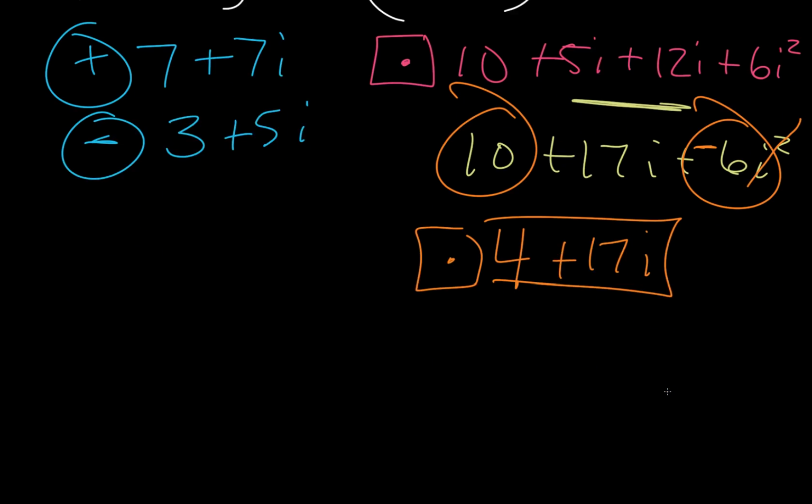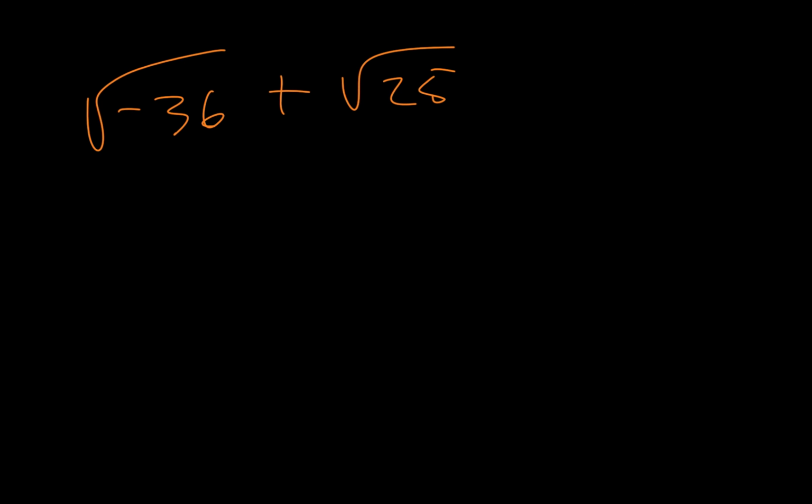Okay? We have 2 more types of problem. So we're going to move on to the next type. So square root of -36 plus square root of 25. Now, the directions on this are to write the following expressions in a plus bi form. So it wants us to write a real number plus an imaginary number.